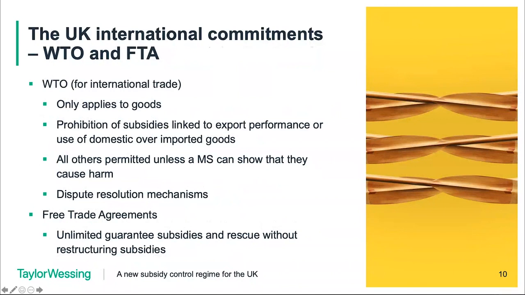Now that the UK has exited the EU, it's starting to enter into several free trade agreements, and they all seem to contain similar provisions. For example, if you look at the agreement with Japan, there is a provision to give unlimited guarantee subsidies and rescue without restructuring subsidies.